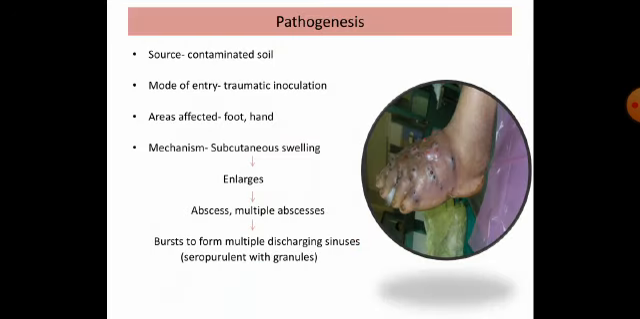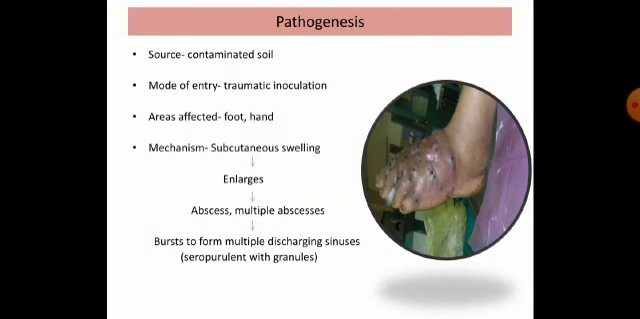Coming to the pathogenesis of mycetoma, the source of infection is contaminated soil. When a person is walking barefoot or using his hands in the contaminated soil, that's when the organism enters. The mode of entry is through traumatic inoculation. The area affected is most commonly the foot, sometimes also the hands.